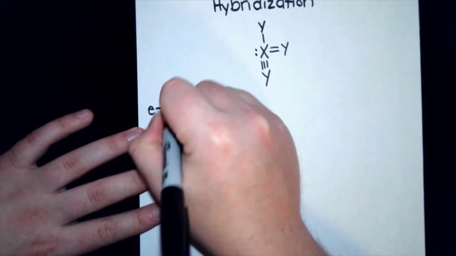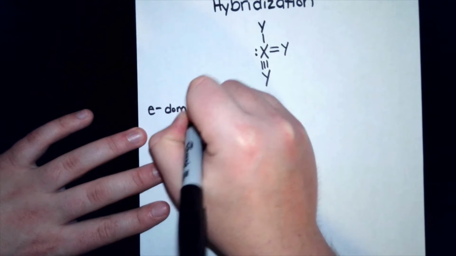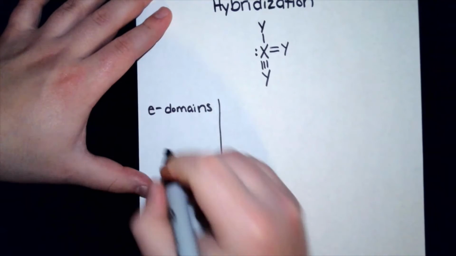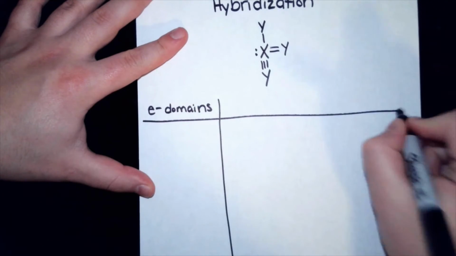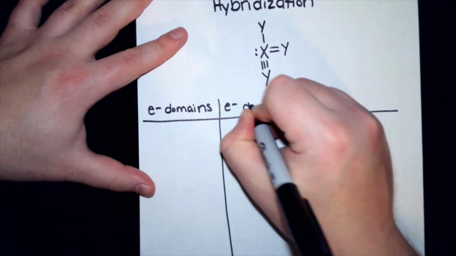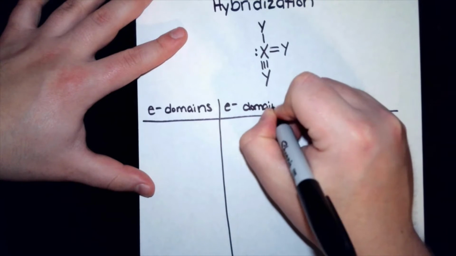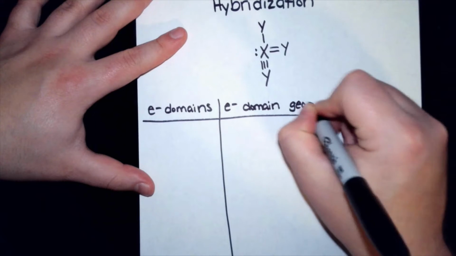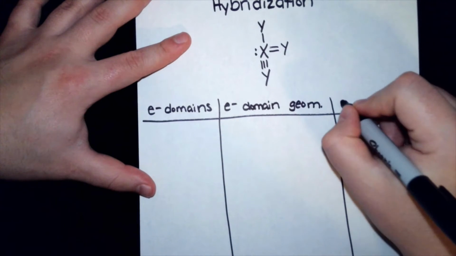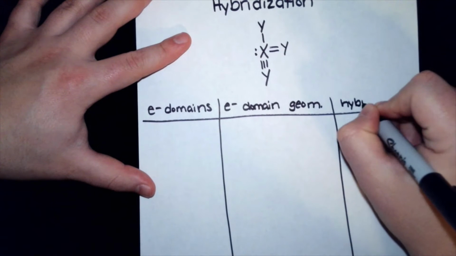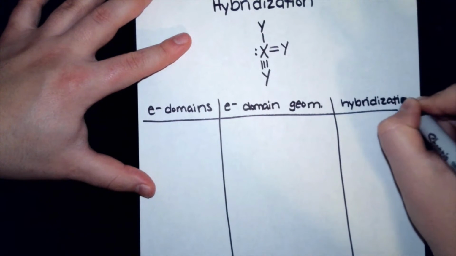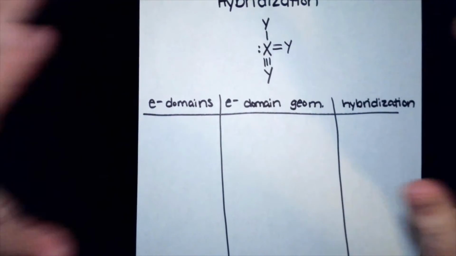Electron domains. So the first column is going to be just the number of electron domains. Then the second one will be the electron domain geometry. And the last one is going to be the hybridization. And what that means is basically the hybrid orbital that forms around the central atom.